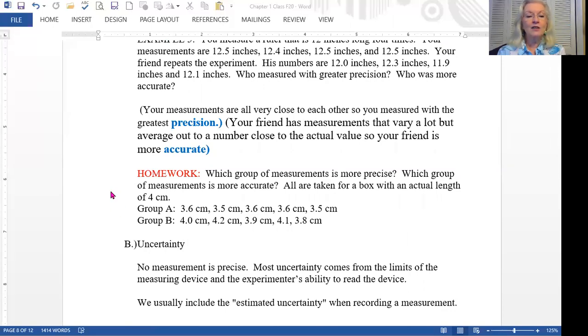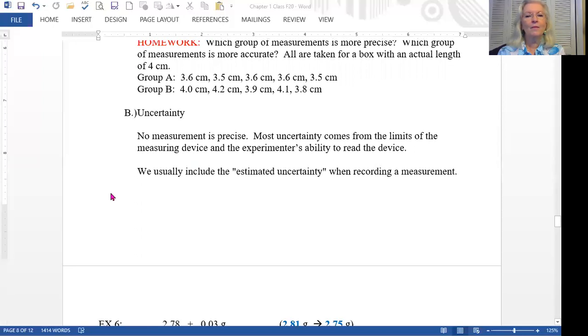So let's look at uncertainty. Some of you have had chemistry and are really good with it in that respect, especially with significant figures. We're going to do it a little differently in physics, so bear with me. Most of the time, our measurements are imprecise because of the limits on our measuring device or because of the limits on the person doing the measuring.